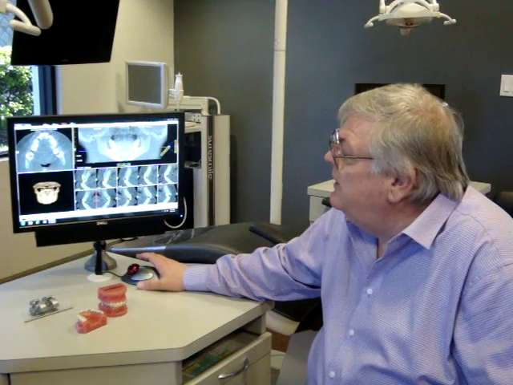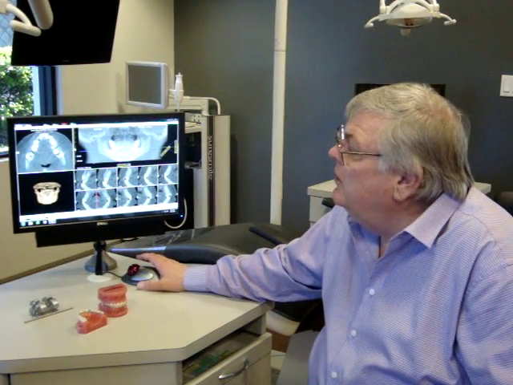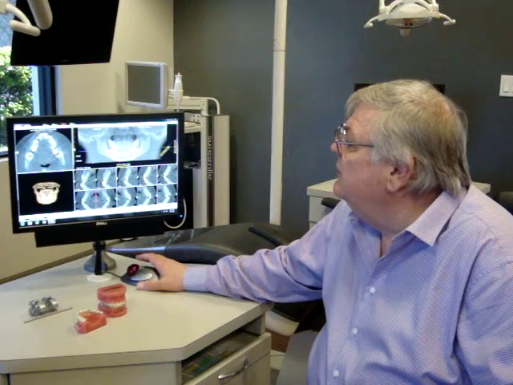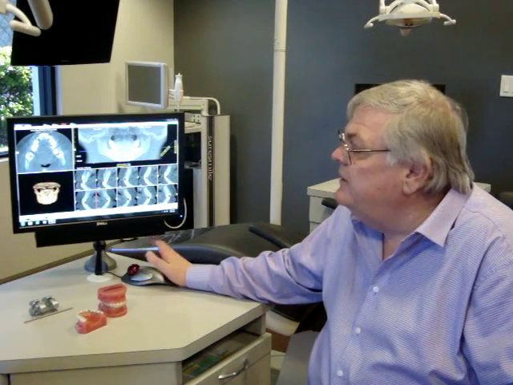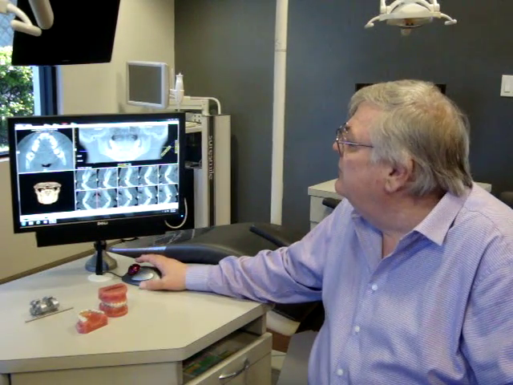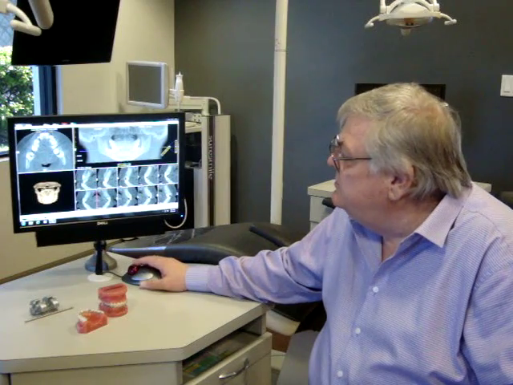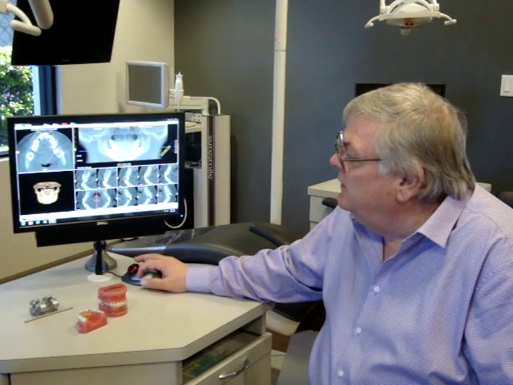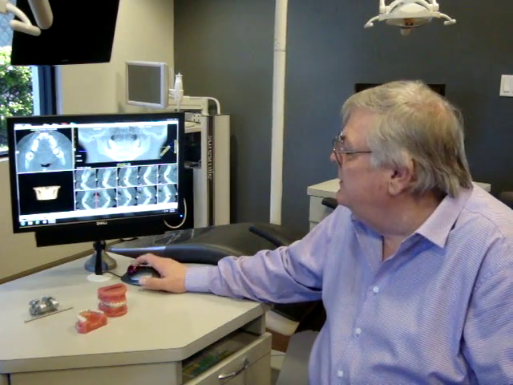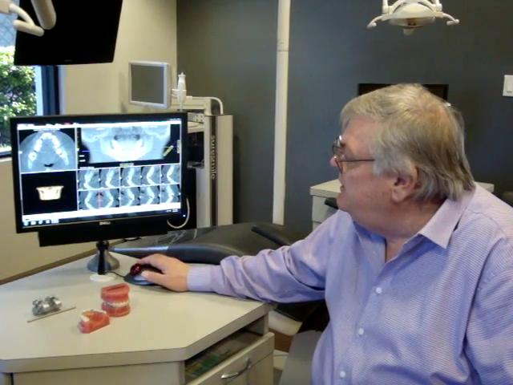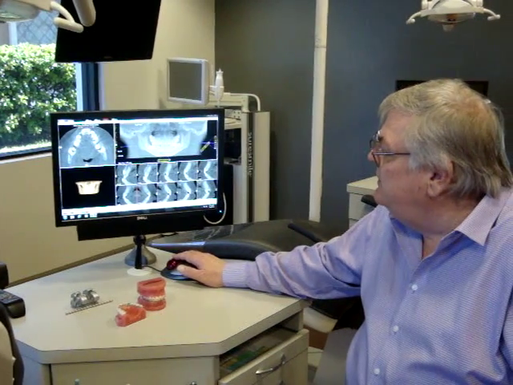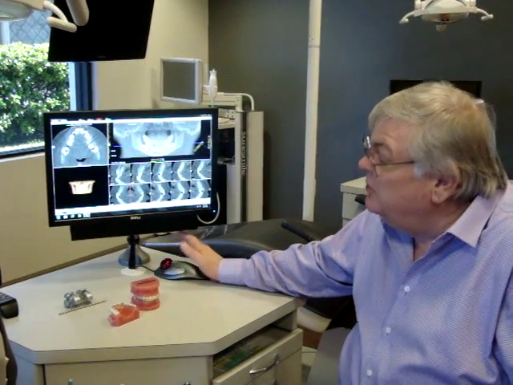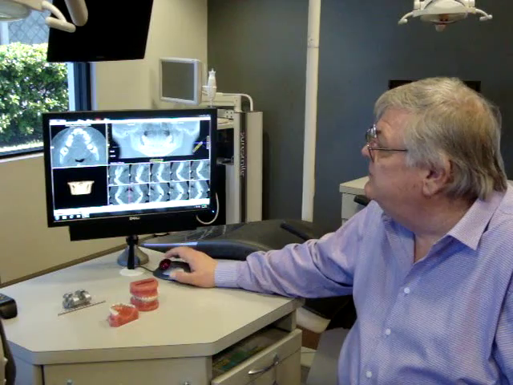This is how we do our diagnosis and treatment planning. We use 3D imaging, which is the state-of-the-art pictures. We can look at the positions of the teeth, the bone around the teeth, so that we know that we can move the teeth in the proper position.